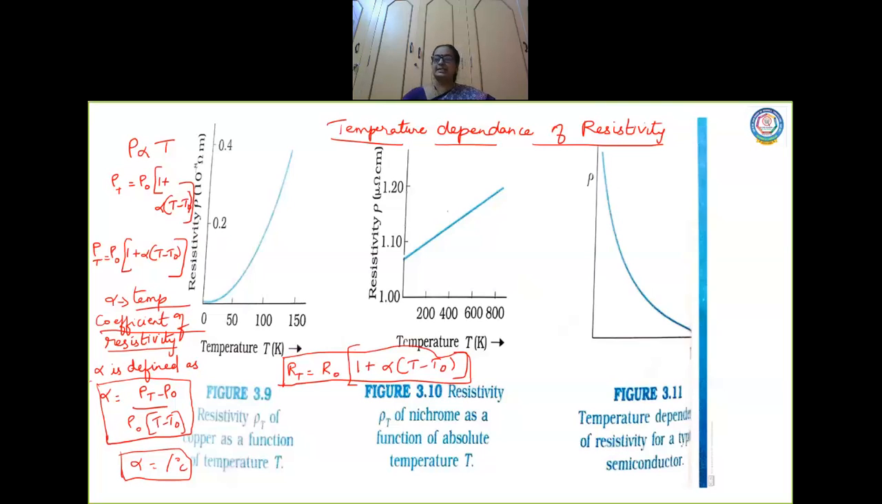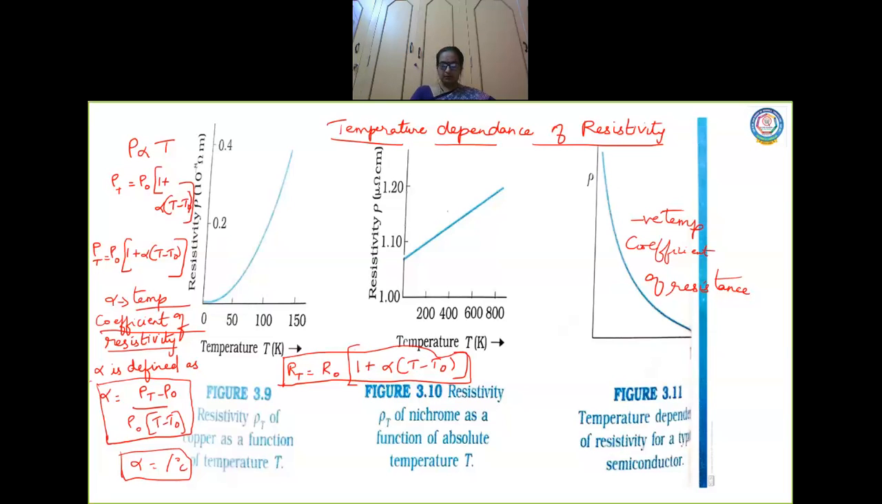This is called negative temperature coefficient of resistance, because as the temperature increases, the resistivity is decreasing. Now this principle works in a thermistor. A thermistor, which has a negative temperature coefficient of resistance, is an example for this. Whenever you increase the temperature, the resistivity will decrease in the case of a semiconductor.